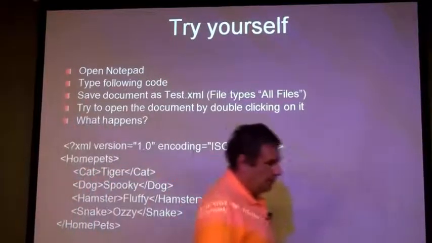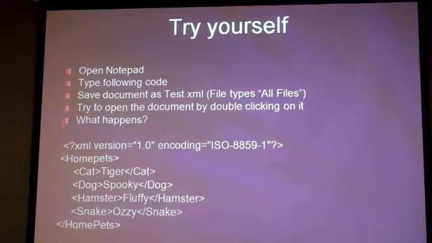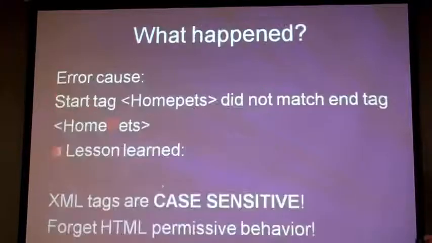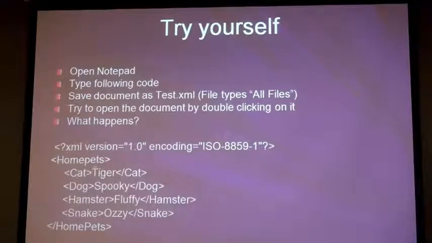Okay? And what happens is that this is not a correct XML document, and the reason is, as I already mentioned, that XML is case sensitive. So if we go back, you see that the root element is called home pets with title case. In this case, we have camel case. The H and P are capitalized. That's called camel case. And the case is not exactly the same as the starting one, so there is a mismatch. So it's not a good XML document.